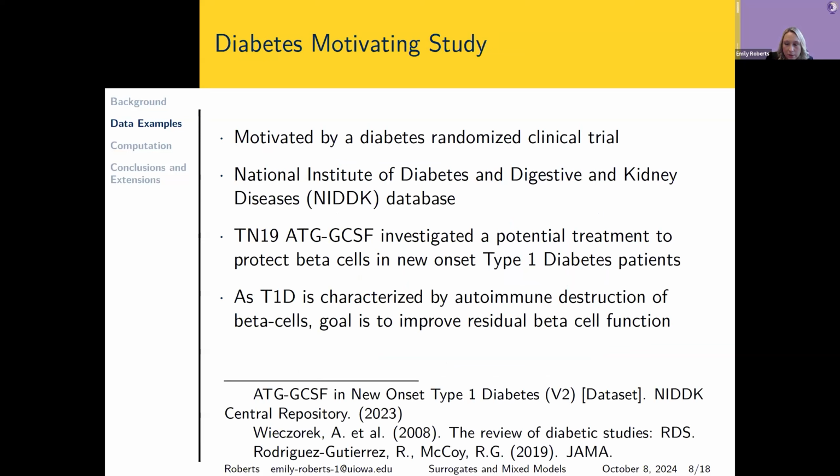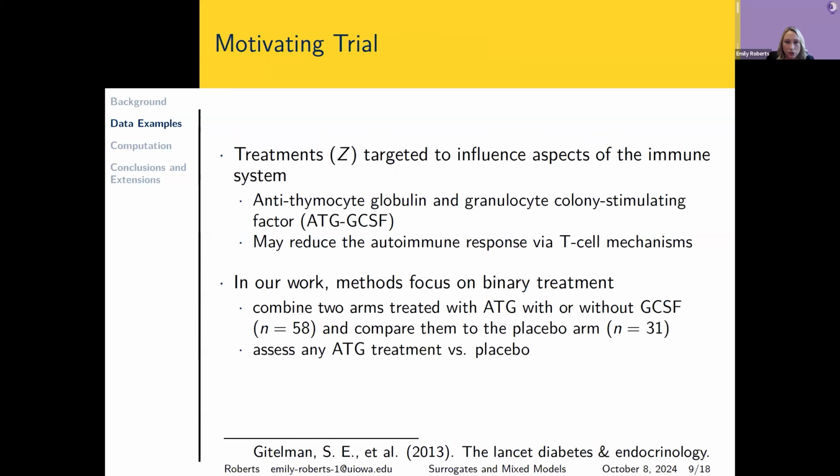So here is an example of a study, available through the NIH NIDDK database, that investigated a potential treatment to protect beta cells in new onset type 1 diabetes patients. Type 1 diabetes is an autoimmune disease where the body destroys these beta cells that make insulin. The goal of this study was to introduce some immune-related treatments that might stop this destruction of beta cell function. Here are our treatments, which are intended to influence parts of the immune system.